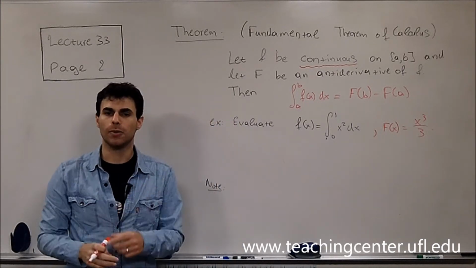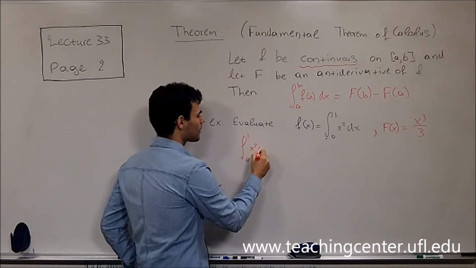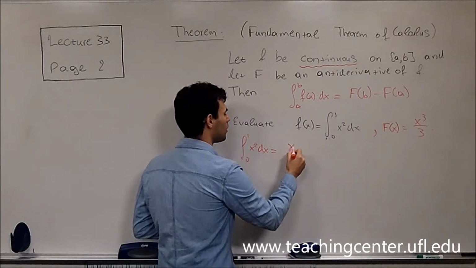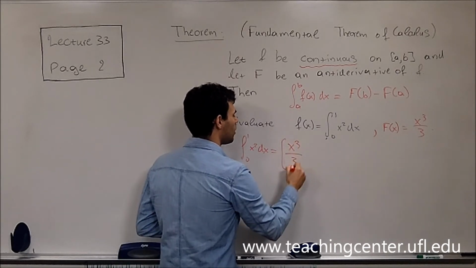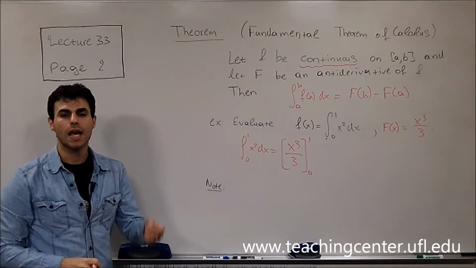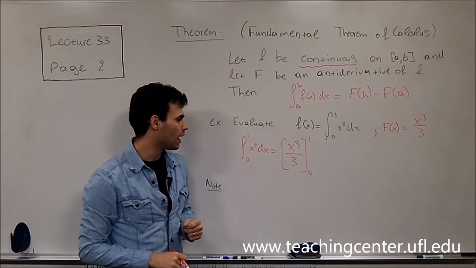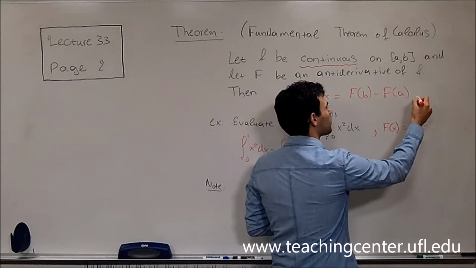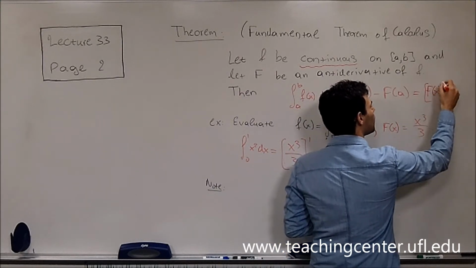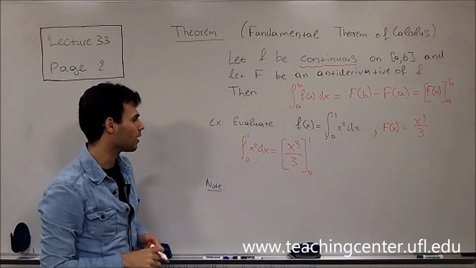So by the fundamental theorem of calculus, you have then that the integral from 0 to 1 of x squared dx is nothing more than the antiderivative x cubed over 3 from 0 to 1. This notation means the antiderivative evaluated at 1 minus the antiderivative evaluated at 0. Let's write it up over there. This can be written as F of x from a to b. Okay, that's just a shorthand notation that is very, very helpful.